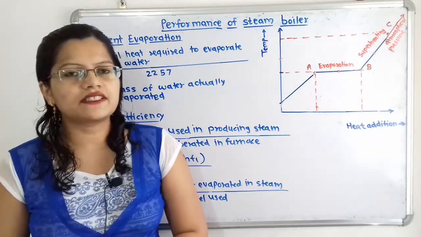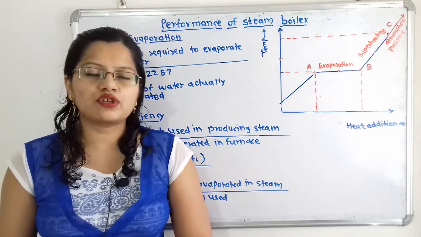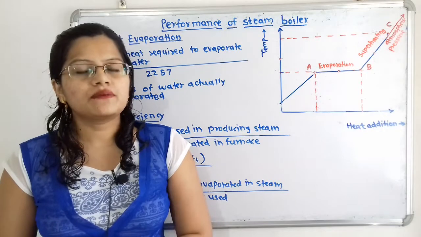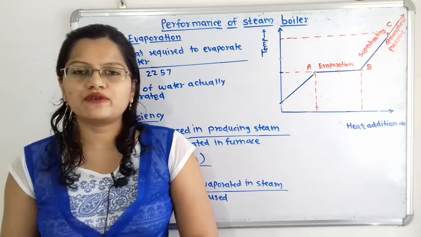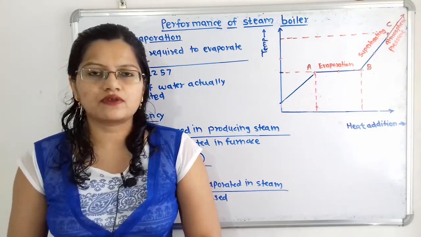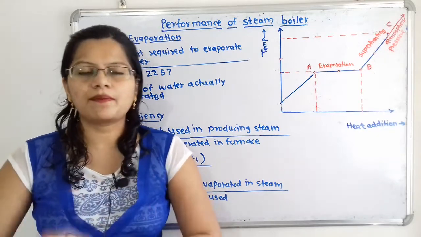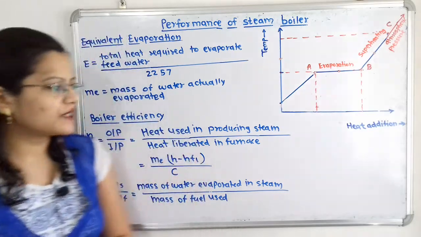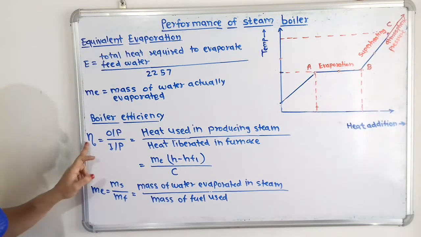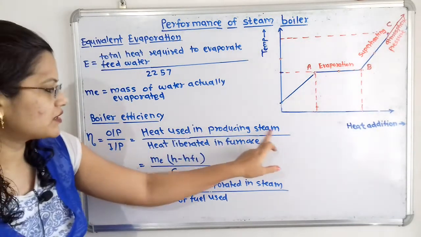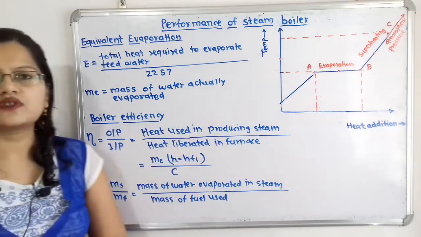Now we will understand the second parameter, that is the boiler efficiency. So efficiency is the ratio of output by input. Now in boiler, output is measured in terms of steam produced. So we have to write, that is the output is equal to heat used in producing the steam, and input is heat supplied to the boiler. That means we can write heat liberated in the furnace. So we will say that boiler efficiency eta is equal to heat used in producing the steam divided by heat liberated in furnace. So what is the heat used in producing steam?